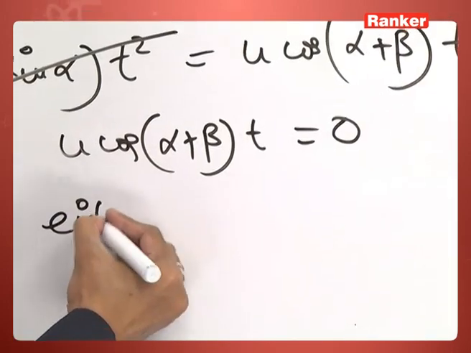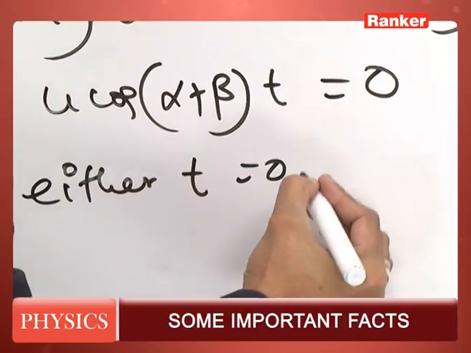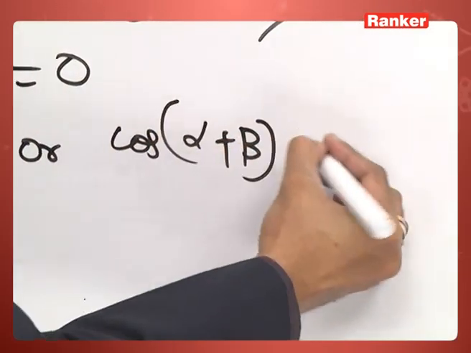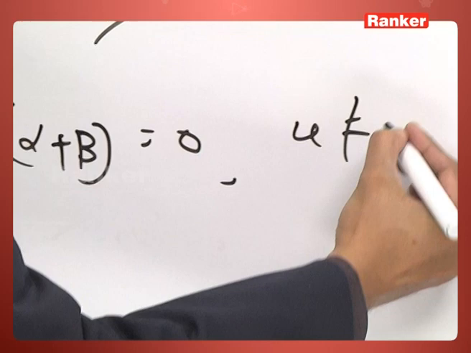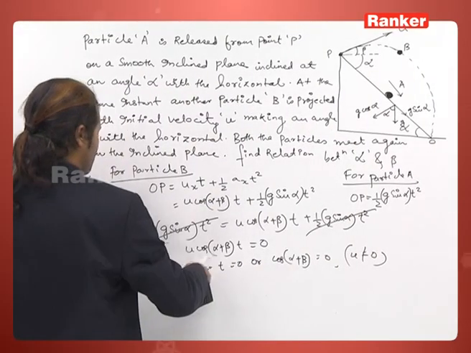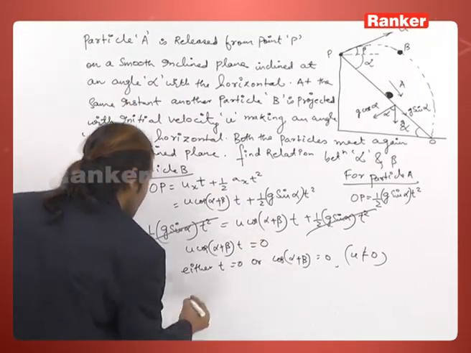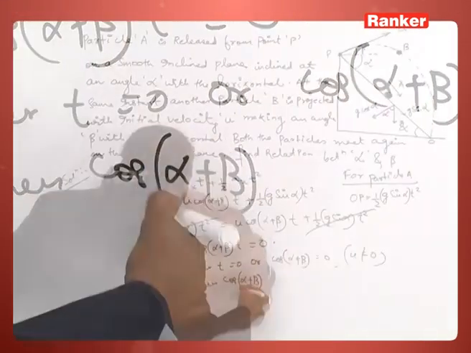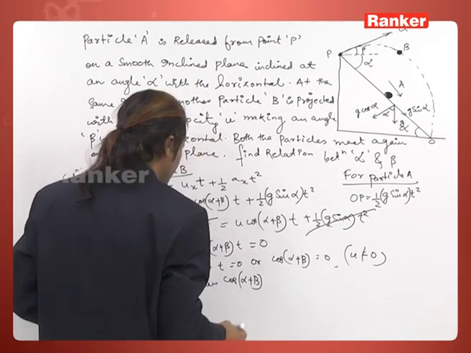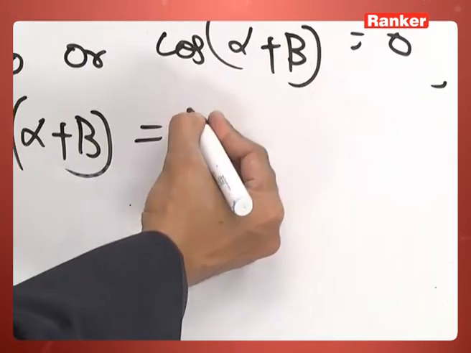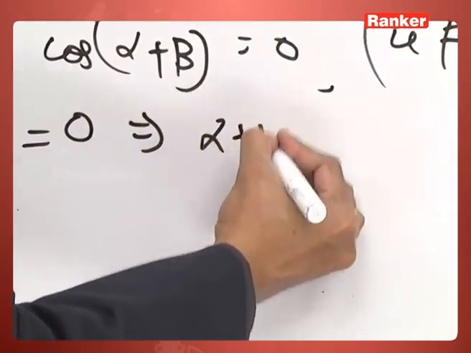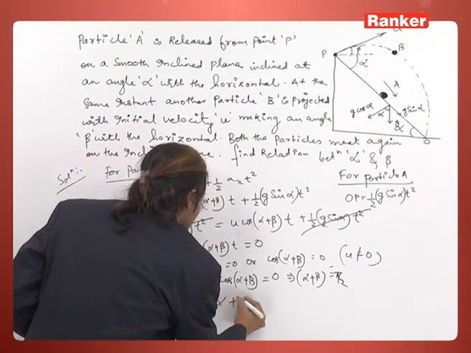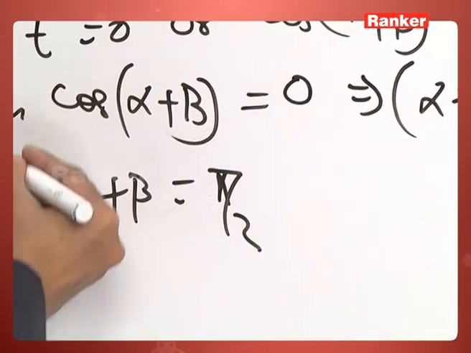Either t is 0 or cos(alpha plus beta) is 0. u cannot be 0. So when cos(alpha plus beta) is 0, because t equal to 0 is the initial time, that implies alpha plus beta is pi by 2. So the condition is alpha plus beta is pi by 2.